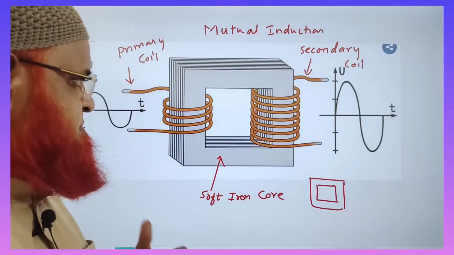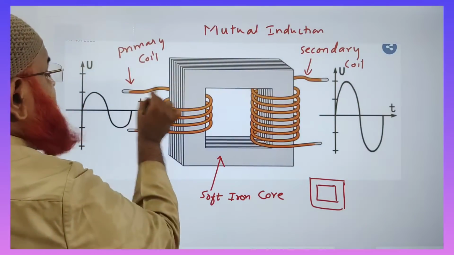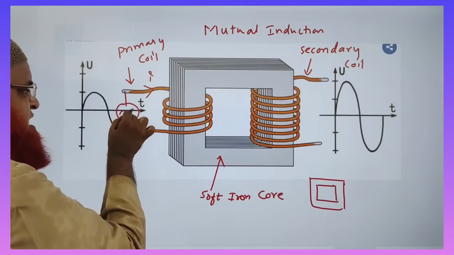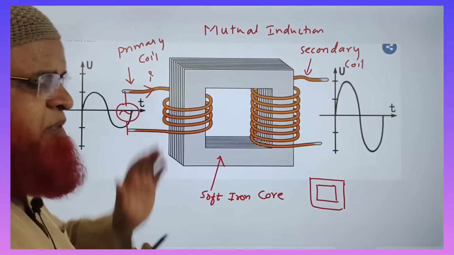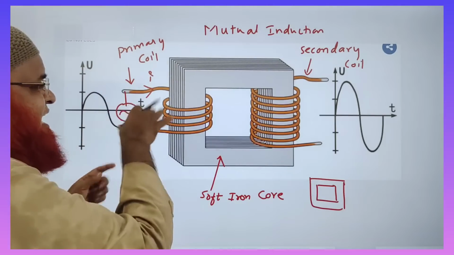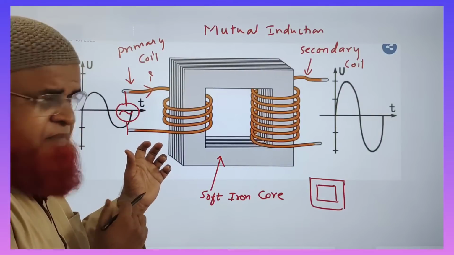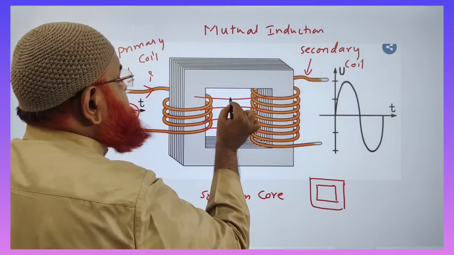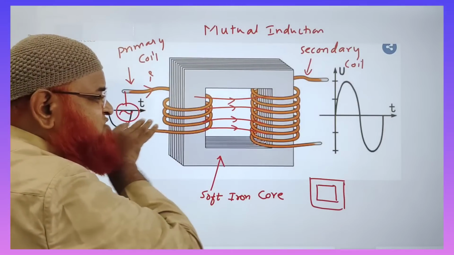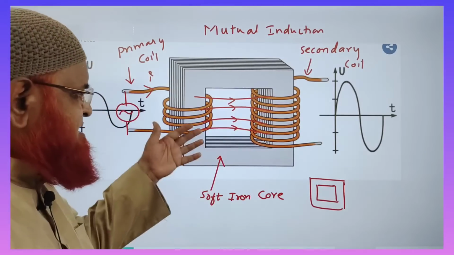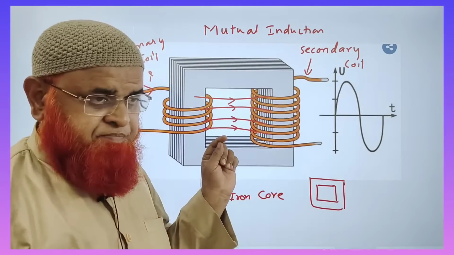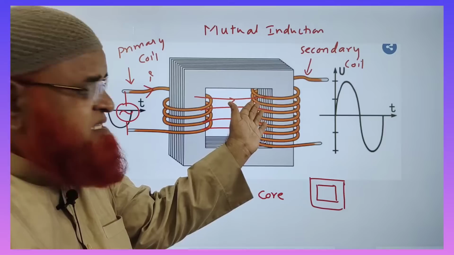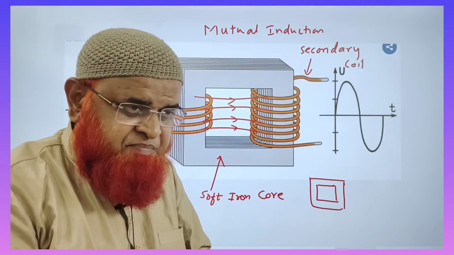Mutual induction means what? See here, there is a primary coil in which current passes, and this primary coil is connected to AC supply. So whenever the current in the primary coil changes, the EMF produced in the primary coil just links with the secondary coil, and this enters into the core. So whenever the current in the primary coil changes, EMF is linked with the secondary coil. This is said to be mutual induction.